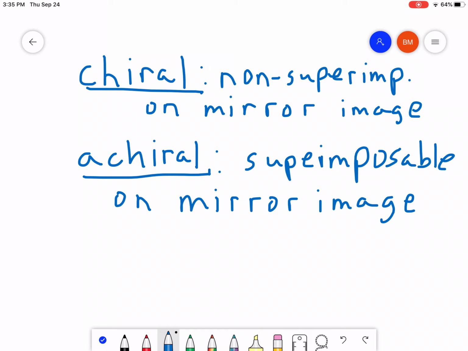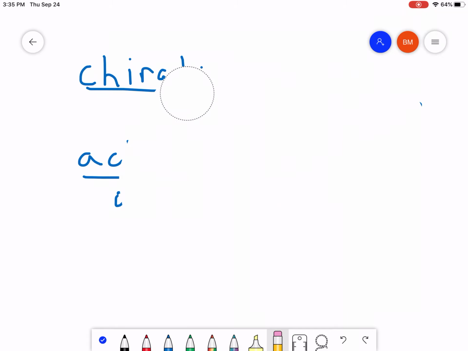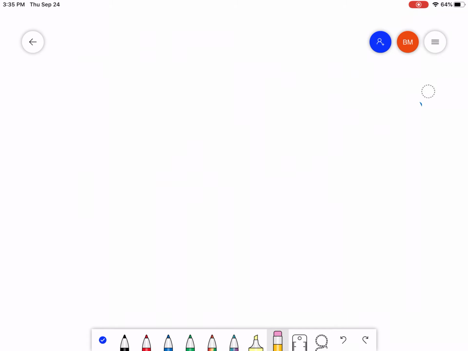Now, those are a couple of non-molecular examples. Let's see what we can look at as far as actual molecules. All right. So I'm going to start off first by erasing the screen. All right. Let's start off looking at water. Good old water.